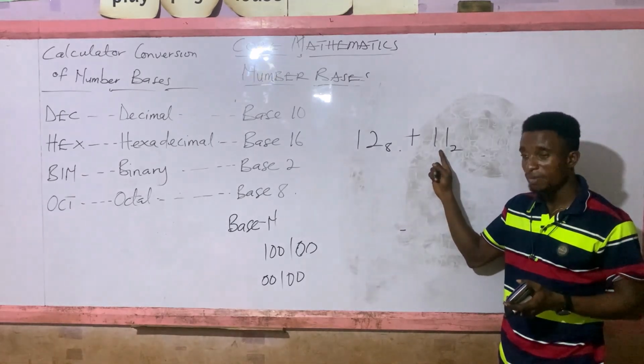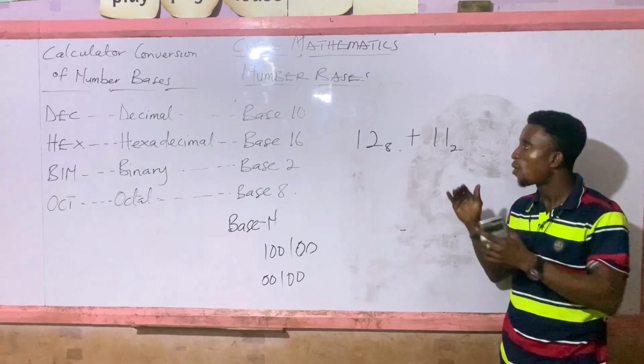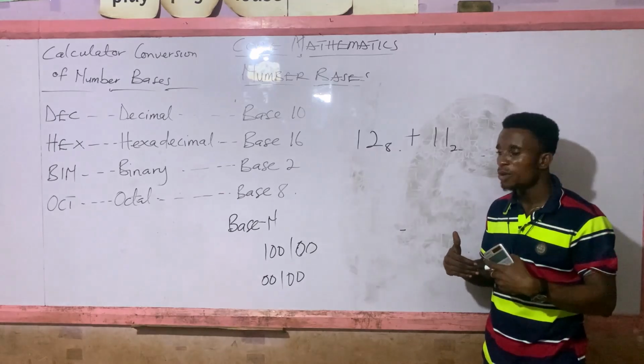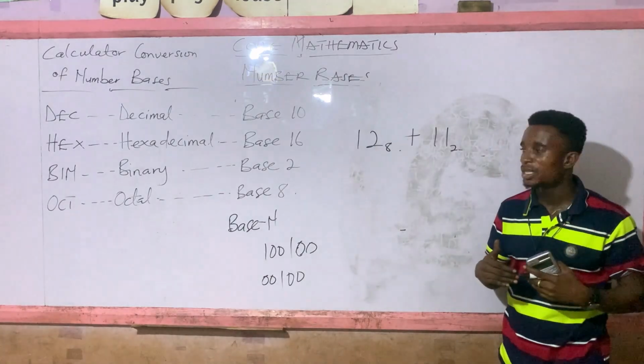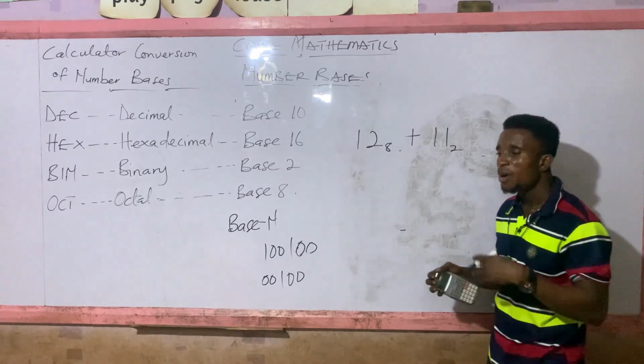You can convert this one to base 8, then now they are in the same base and you can add. Or you can convert all to base 10, you add and you convert your answer back to base 8. And that is that. Are we getting that?